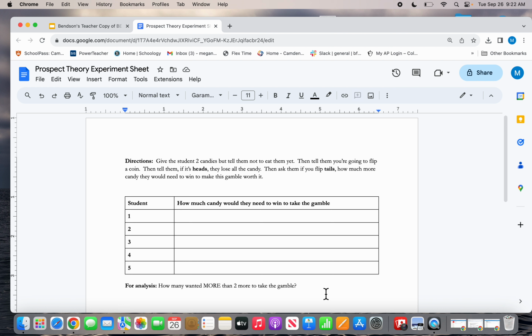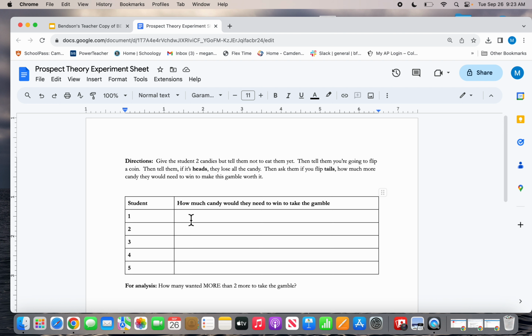And so what you're, in theory, going to see from previous experiments is they typically want 3, 4, 5, 6, 7 candies in order to take the bet, because they fear the loss of the 2 over just having the 2 candies. So they don't typically just say, I'll just take the bet. They always want more than the 2. They want a higher gain in order to take the risk. So that's what you're going to record: how much more candy would they want.